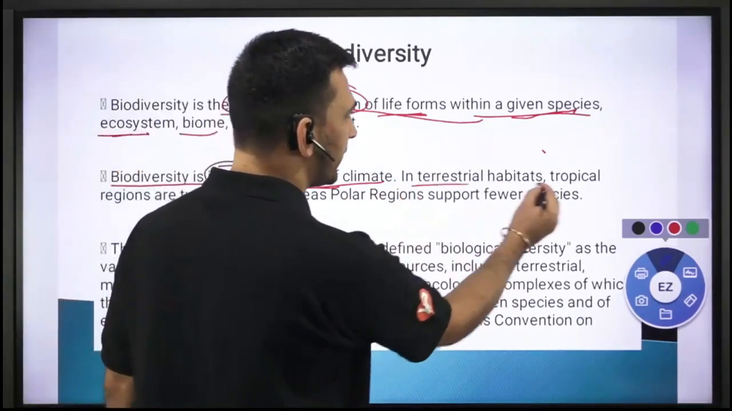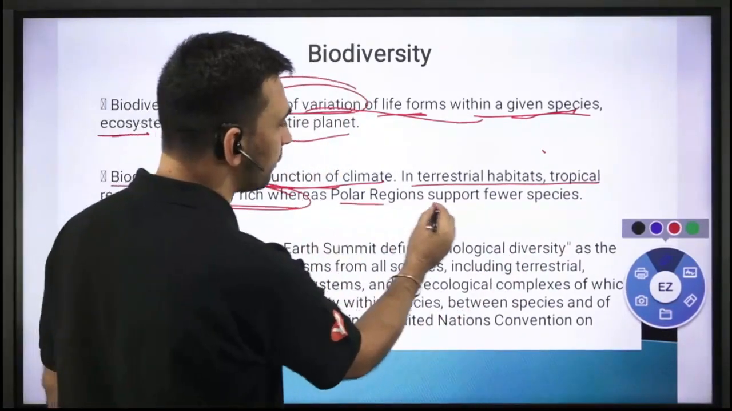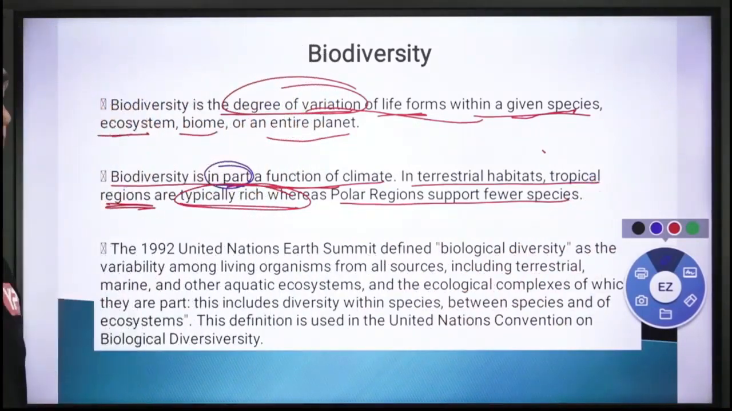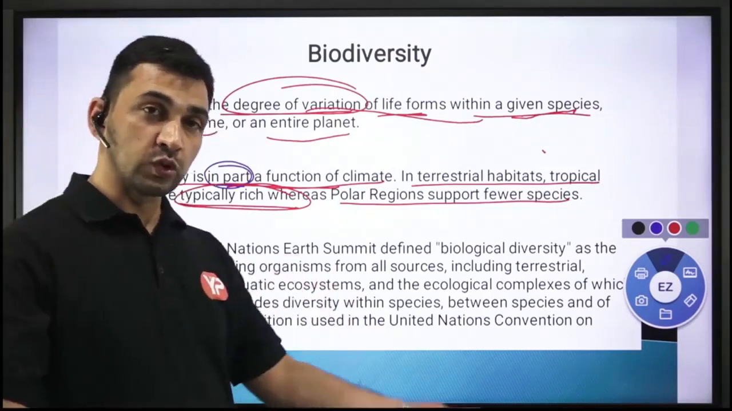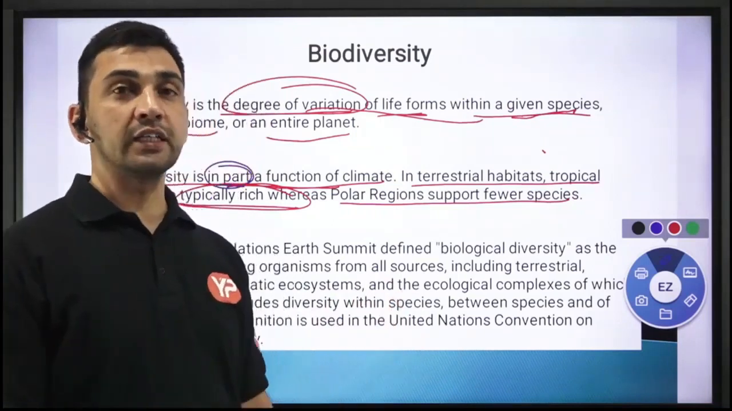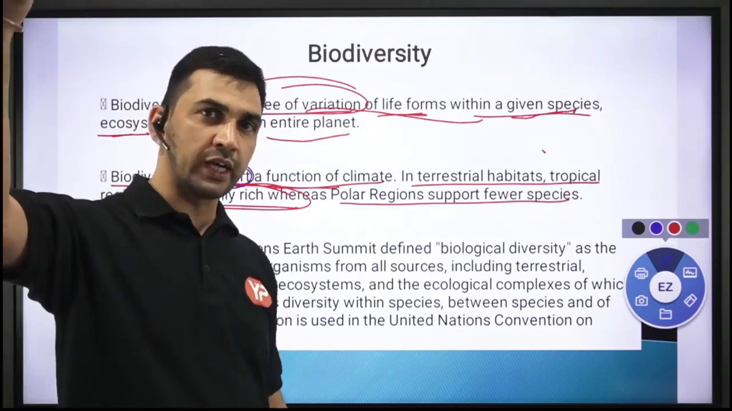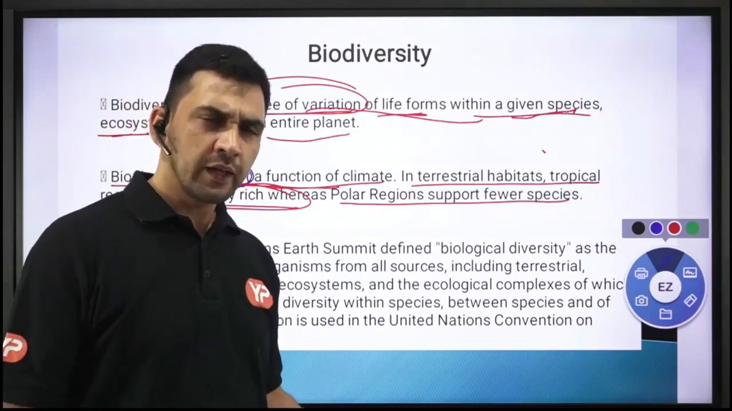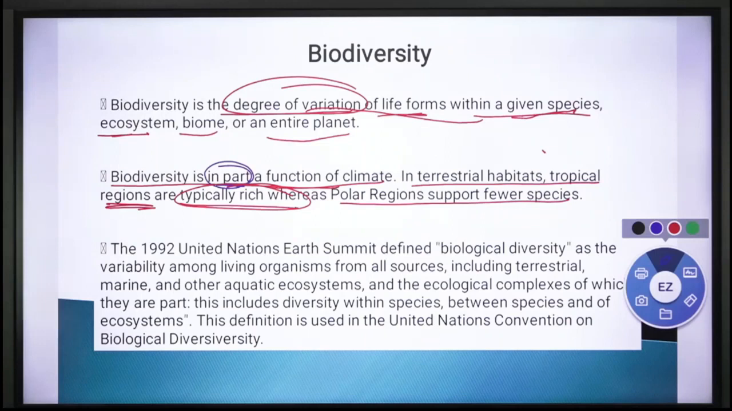In terrestrial habitats, tropical regions are typically rich in biodiversity, whereas polar regions support fewer species, because ultimately for the survival of those species you need to have all those resources. So ज़्यादा resources कहाँ पर आपको, in the tropical areas you'll find all those resources, whereas as we're moving towards the polar areas or maybe in the desert biomes or desert ecosystem as we discussed, there you don't have all those resources, and therefore the biodiversity in those areas will be less.